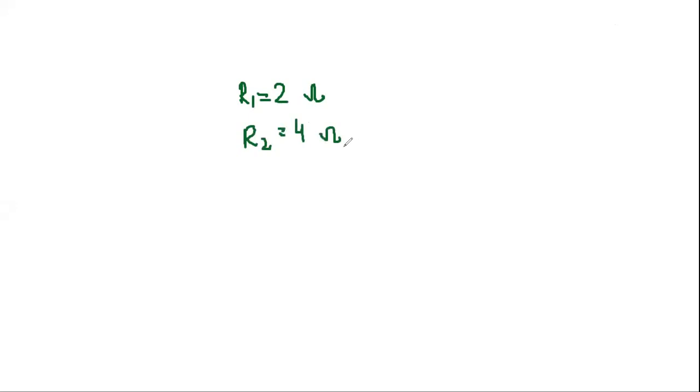So we connect both with the battery of voltage 6 volts. The voltage of battery is 6 volt, and we have to find the heat dissipated by the 4 ohm resistor in 5 seconds. So time given is 5 seconds. So dear student, how will we do this?